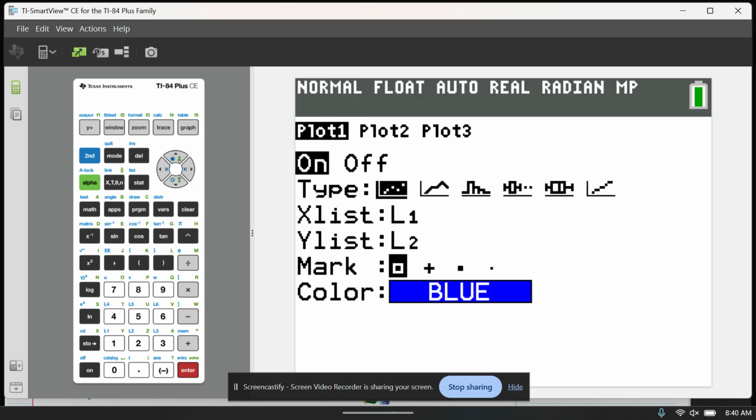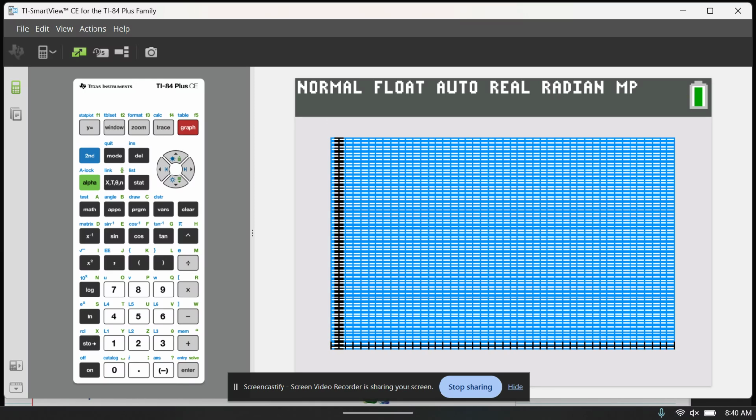If you got the color version, you're going to get to choose what color you want your box to be. It doesn't really matter. L1 should be X list, L2 should be Y list. That should be already in there. You shouldn't have to change that. Okay. Then on the mark, you pick whatever you want. Square, plus, dot, big dot, little dot. I usually leave it on the square because it doesn't really matter. Okay. Now I'm going to hit graph, but you're probably not going to see much.